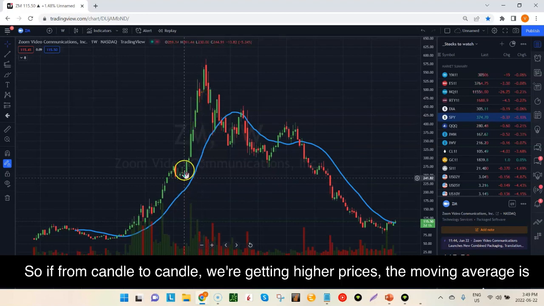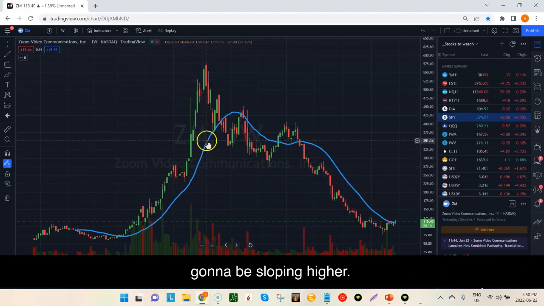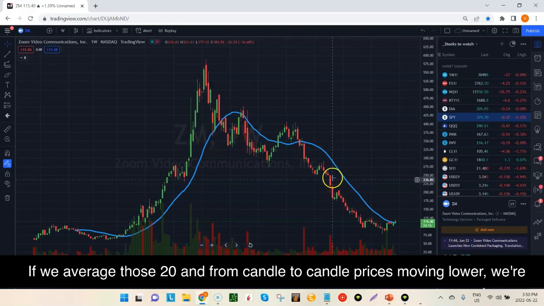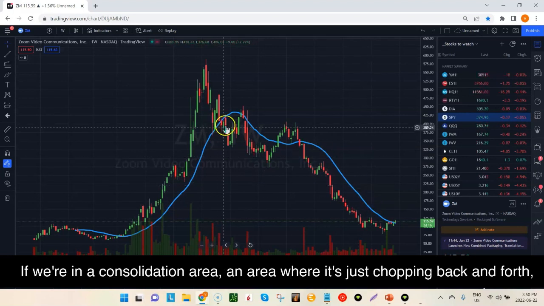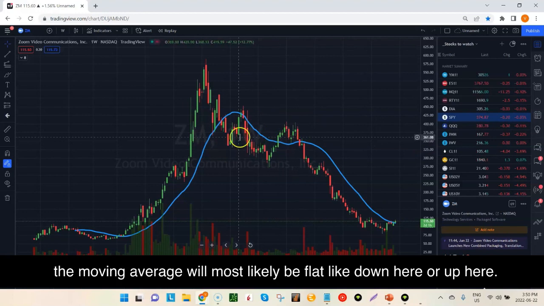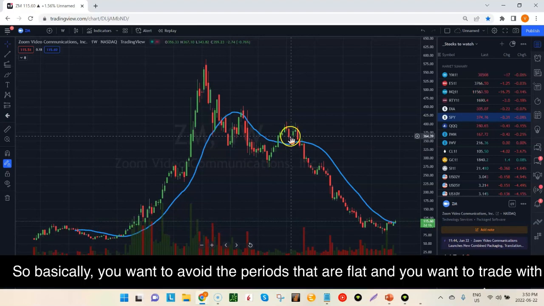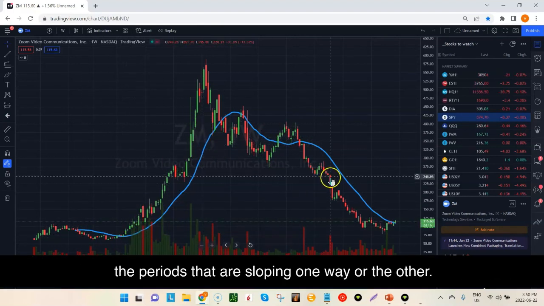So if from candle to candle, we're getting higher prices, the moving average is going to be sloping higher. If we average those 20 and from candle to candle, price is moving lower, we're going to be getting a slope lower. If we're in a consolidation area, an area where it's just chopping back and forth, the moving average will most likely be flat, like down here or up here. So basically, you want to avoid the periods that are flat, and you want to trade with the periods that are sloping one way or the other.